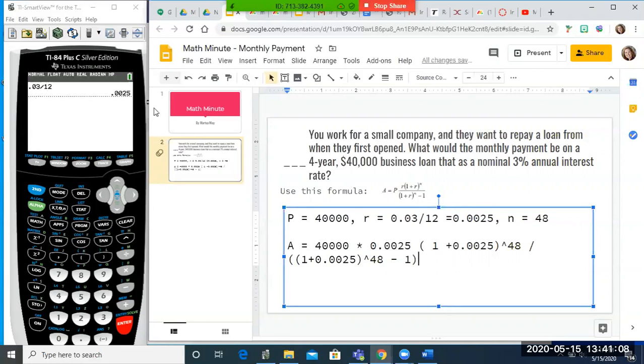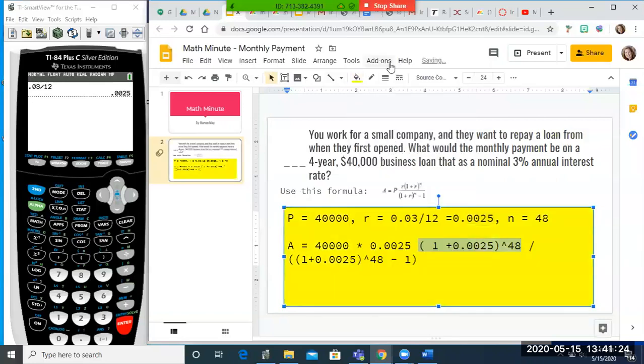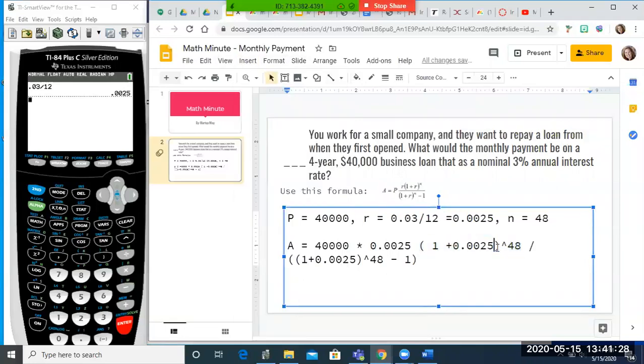Now, if you're working on a graphing calculator just like I am, you would type this in just as is in the same order I have. I'm going to do it, though, in a different order for those of you who might be working on a scientific calculator. So I'm going to highlight what we're going to calculate first. I'm going to just type this part in my calculator, the 1 plus the 0.0025, and then I'm going to raise that to the 48th power.